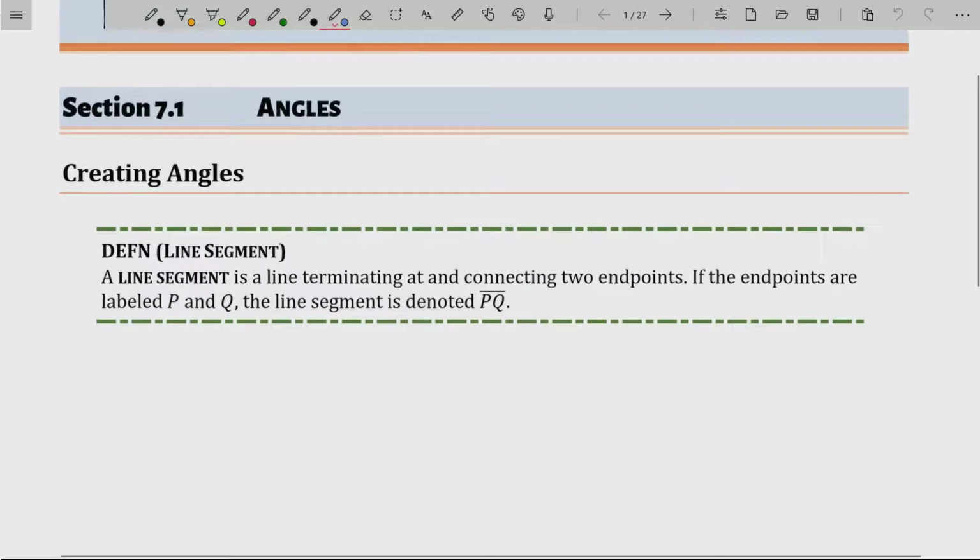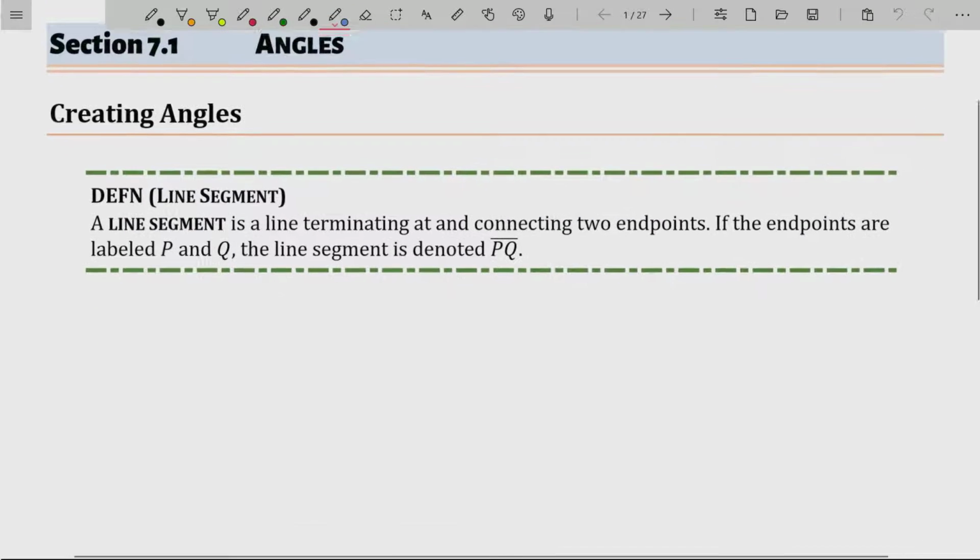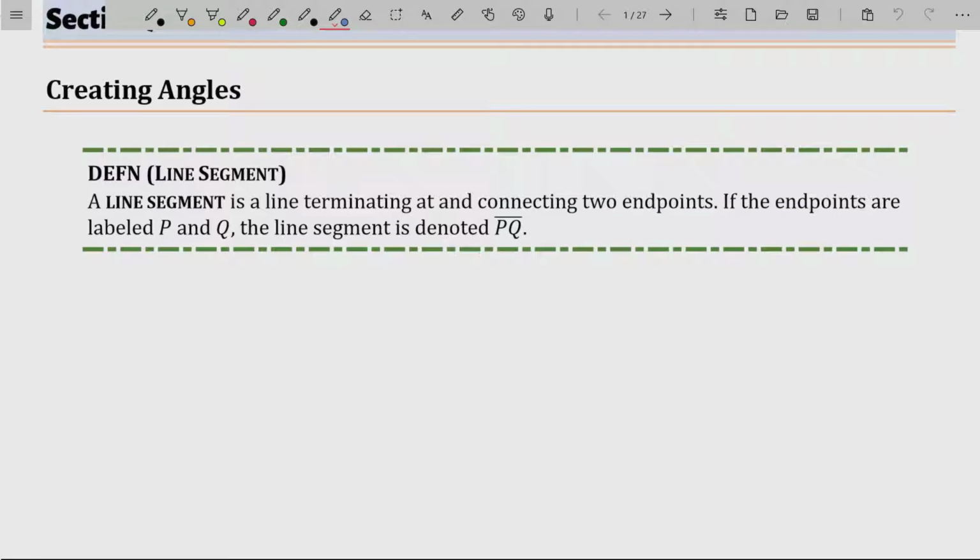So going through this first subsection is just called creating angles. It doesn't sound very appealing, but it is the basis of what we're going to be working with in trigonometry. We'll start with a line segment. So a lot of this will be review, but still good to see.